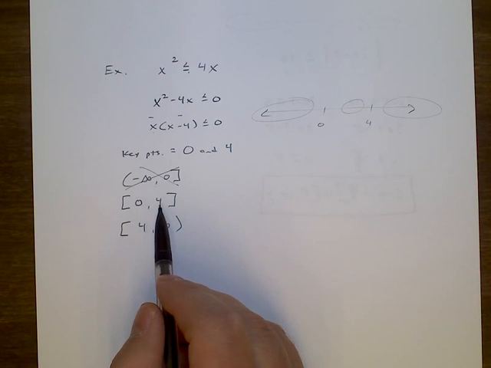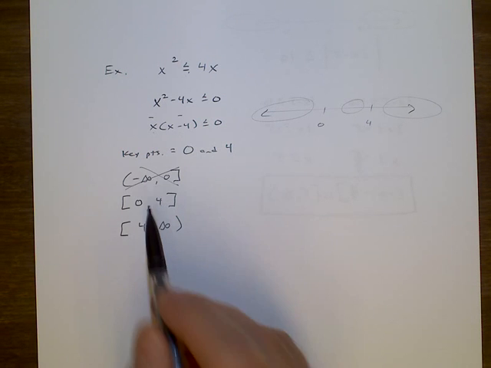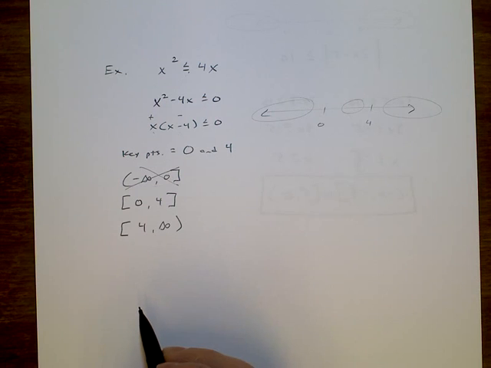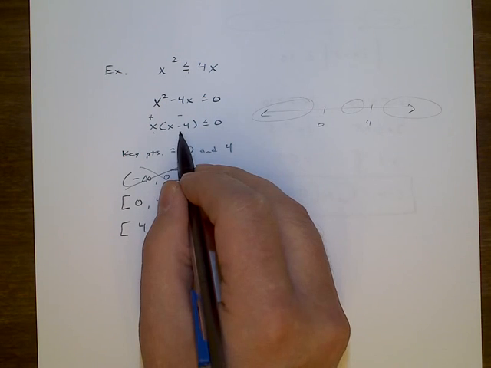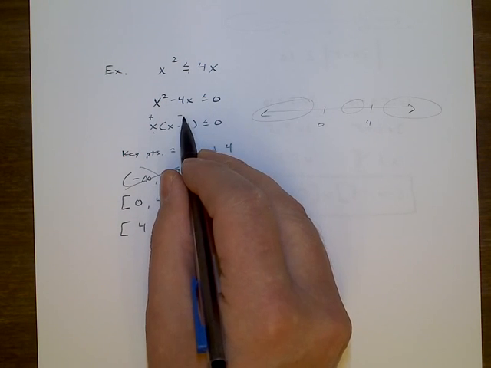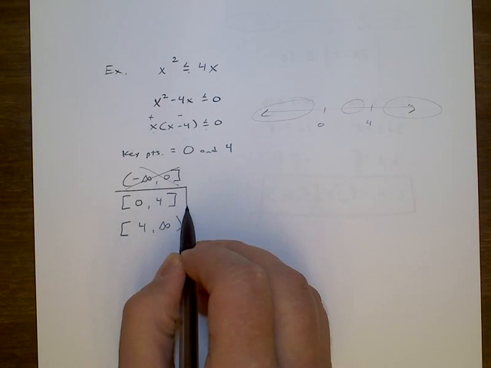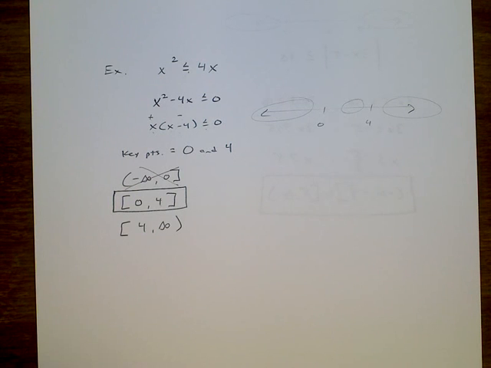Then I want to choose a number between 0 and 4, so a number like 3. If we take 3 and plug it in here, of course 3 is a positive number. We take 3 and plug it in here, 3 minus 4 is negative. Positive times a negative is less than 0. This is part of our solution.